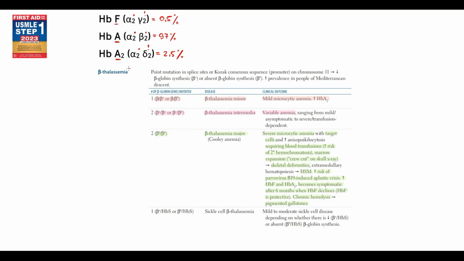Beta thalassemia is caused by a point mutation in splice sites or in the promoter, which are located on chromosome 11, and this mutation results in decrease or in complete disruption of beta-globin synthesis. So let's explain how we produce normal hemoglobin molecules.